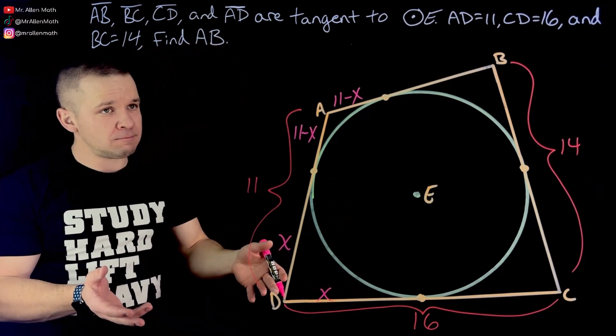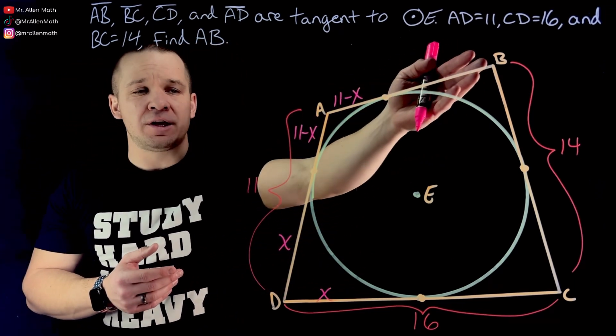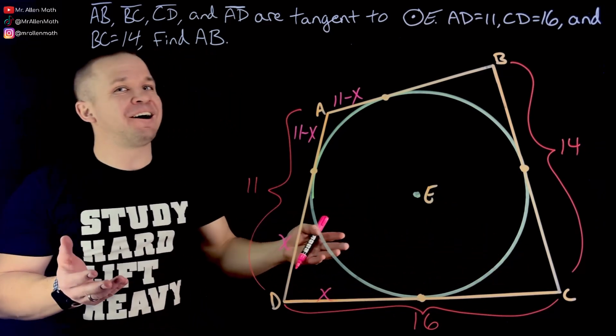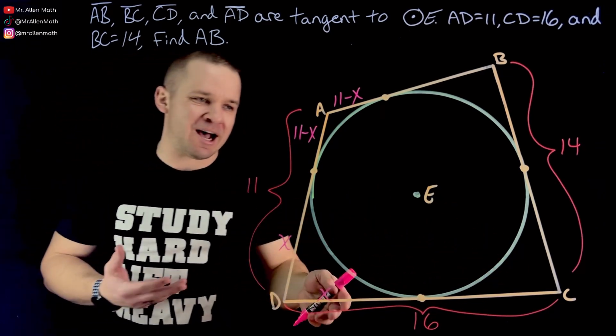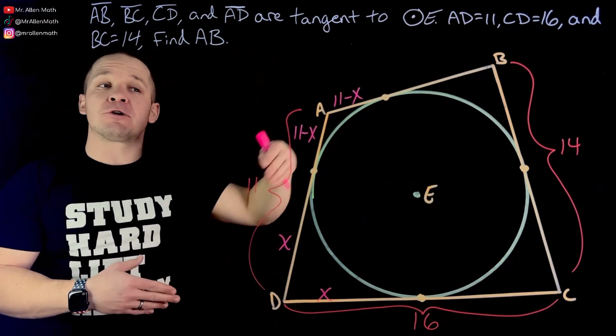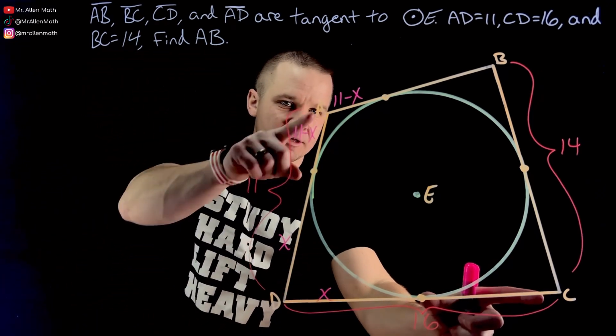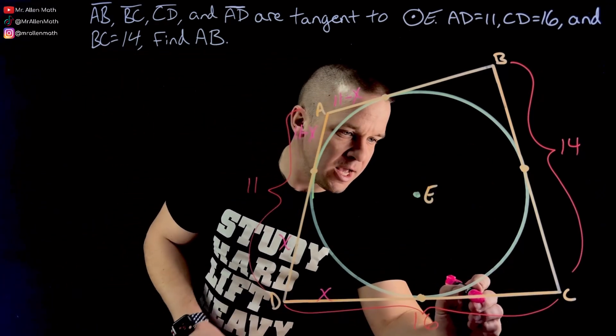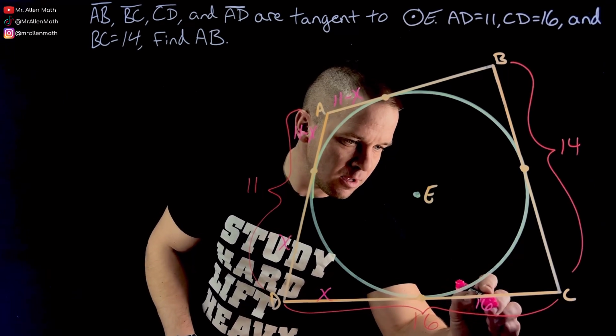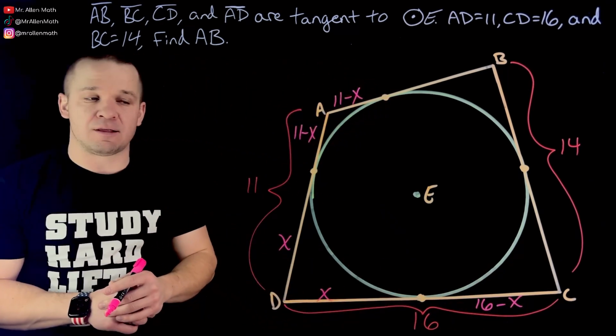Cool. Well, I don't have anything else to go off of over here, so I'm going to walk around the other side of this quadrilateral that has been circumscribed about the circle. Well, this is X. Could I do the same thought process I did up here? Absolutely. This is going to be 16 minus whatever that X is right there.